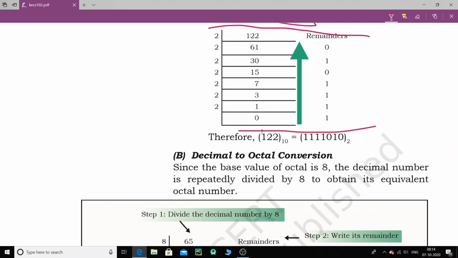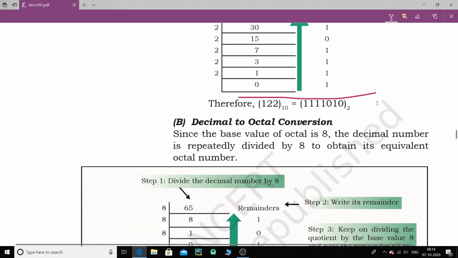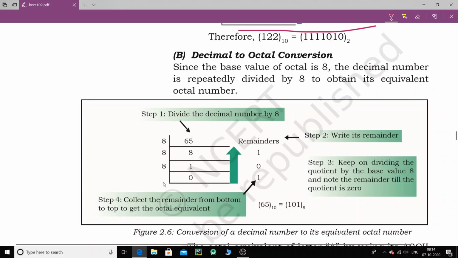Okay, then decimal to octal. So decimal to binary, divide by 2; decimal to octal, divide by 8.